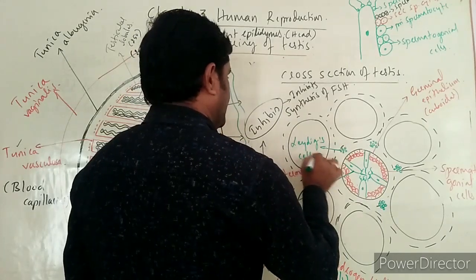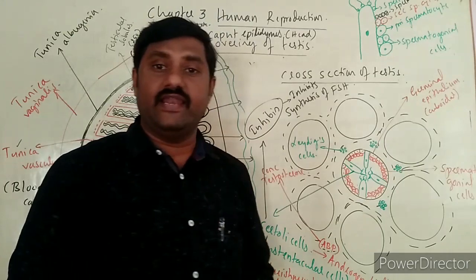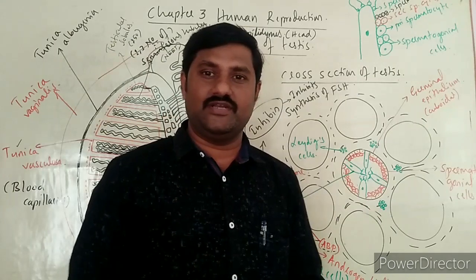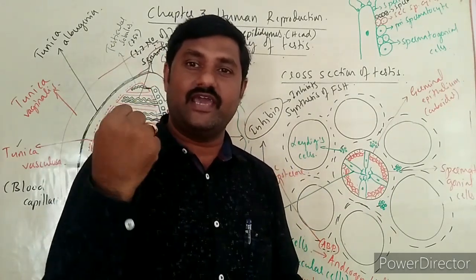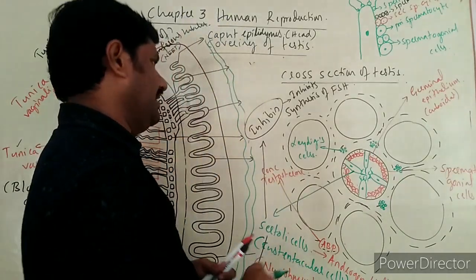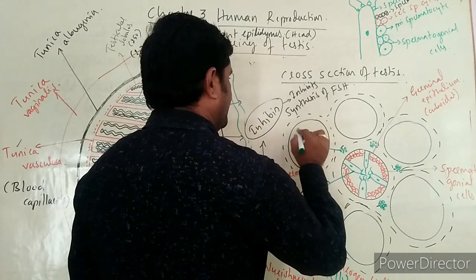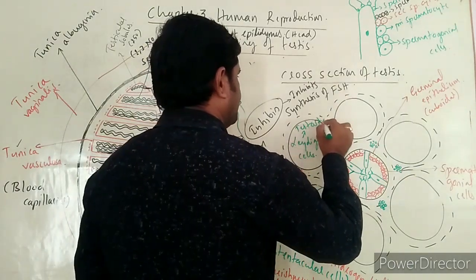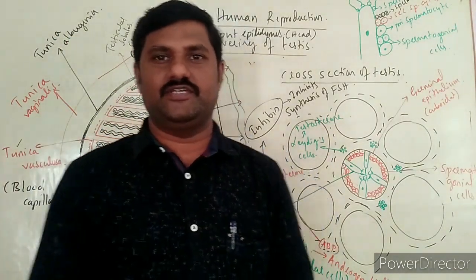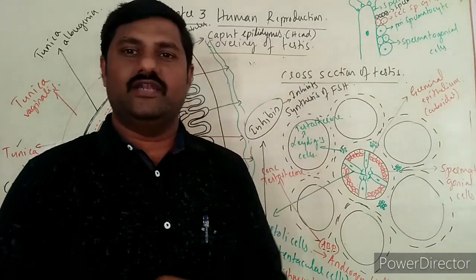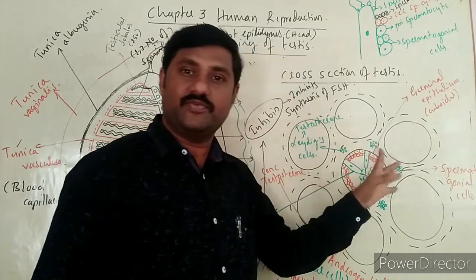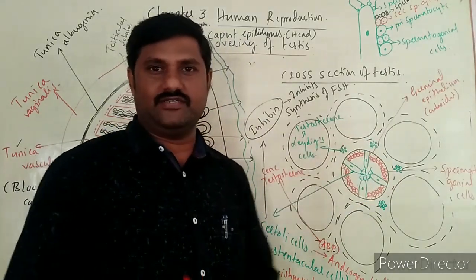Leydig cells are named so, and these Leydig cells are the specialized cells. Already I have told you in the last year only, these are the specialized cells that help in production of androgens called testosterone hormone, right? So I hope you know it better, that testosterone hormone is produced by the Leydig cells. So this is the cross section of testis.